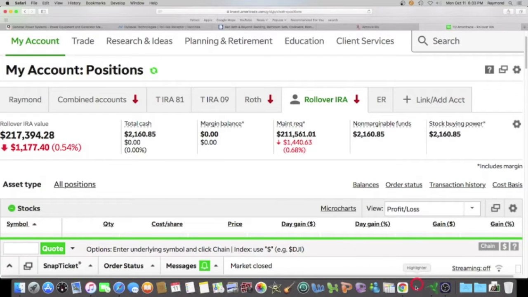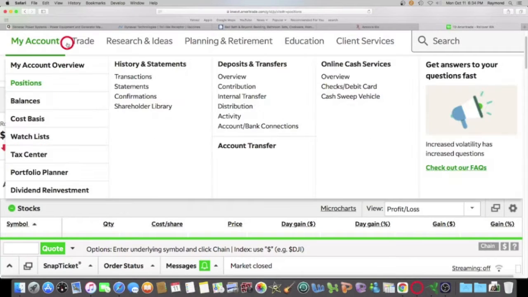Let's get this highlighter popping. And we're going to go ahead and get this going. All right, so the first thing I like to do is check out dividends. So we're going to go up here to my account. And we're going to go to transactions.